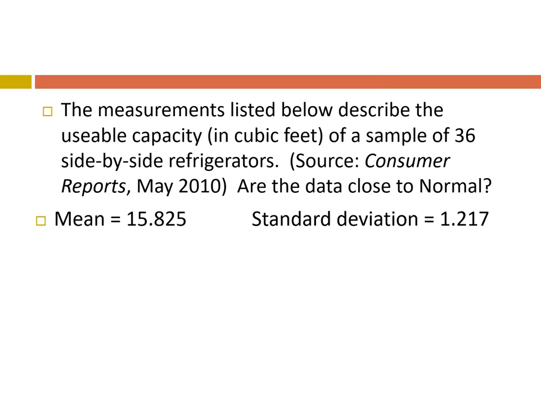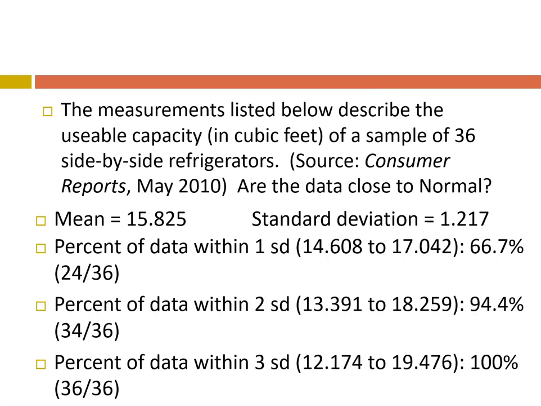The empirical rule says that 68% of the data is within 1 standard deviation of the mean, 95% is within 2, and 99.7% is within 3. So calculate where that would fall, and then literally count the data points and see how many of them, and then figure out the percentage, are within that range. So we can see that within 1 standard deviation, we have 66.7% of my data. Within 2, we have 94.4%, and then all of my data is within 3 standard deviations of my mean.